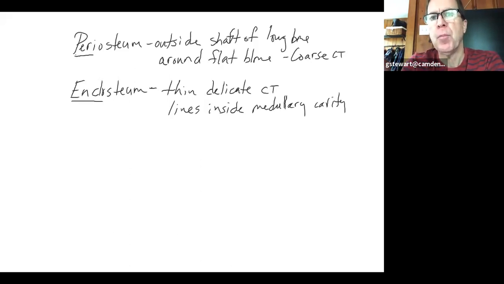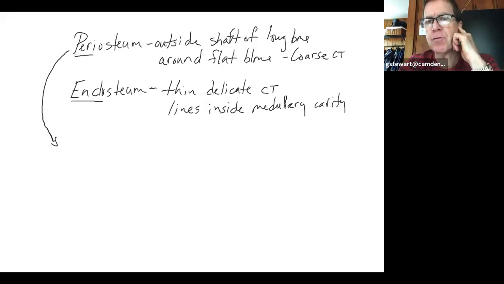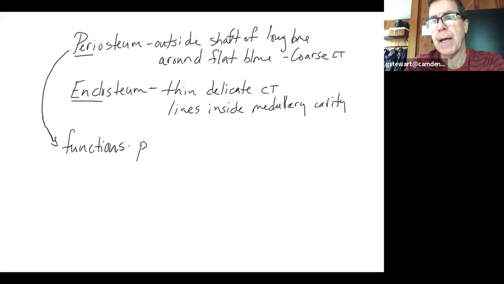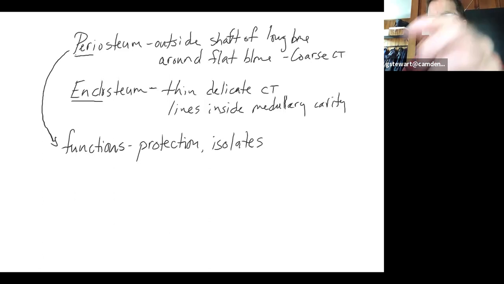So I'm going to talk some more about the periosteum, that dense, coarse connective tissue found on the outside of a typical diaphysis of a long bone, and list some major functions. First, it helps protect. So I'm going to write protection and isolation. It helps isolate bones from other tissue.